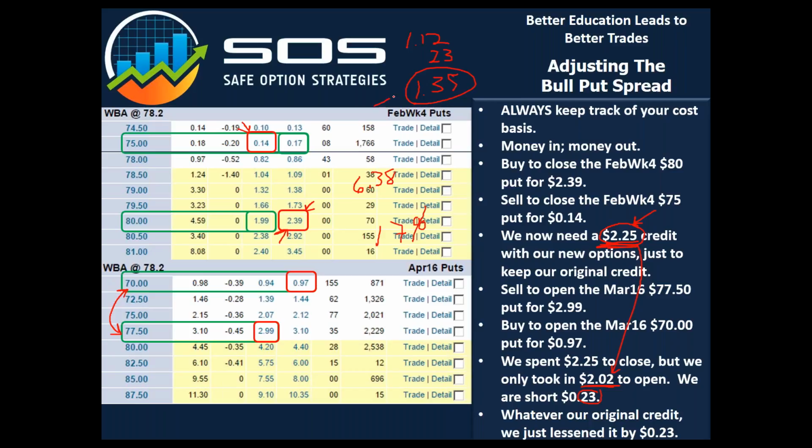If we originally took in a $1.35 credit on this trade, and we've got $5 difference between our strike prices originally, then we take $1.35 and divide that by 365. Originally, we were in a position to make maybe as much as a 36% return. In fact, that's close enough. We have to round that to 37 because it comes up 36.98. So originally, we could have made a 37% return.